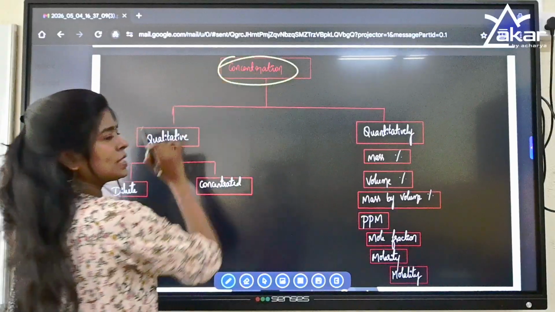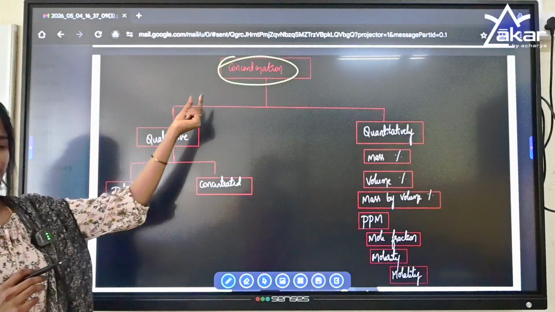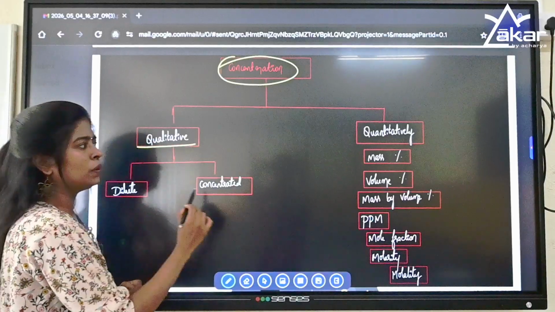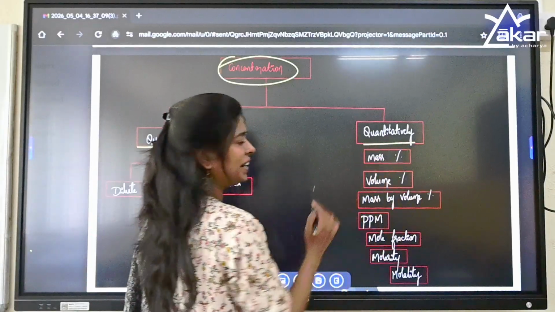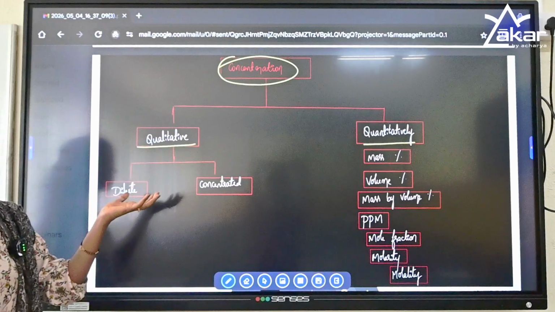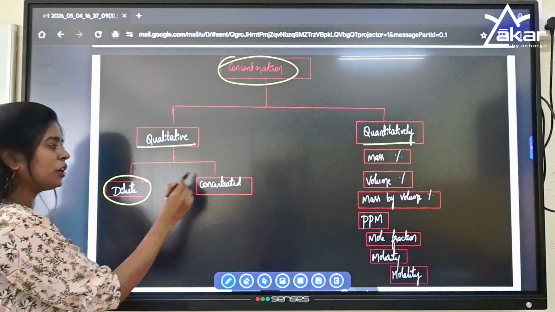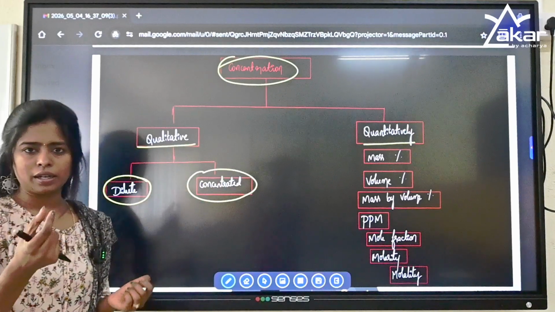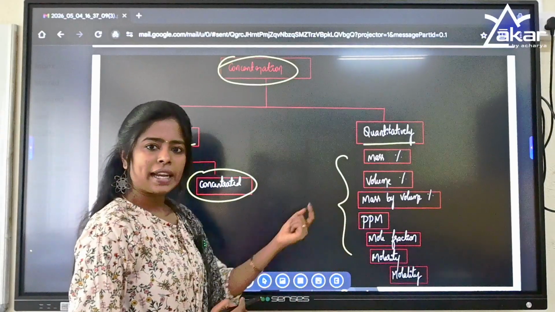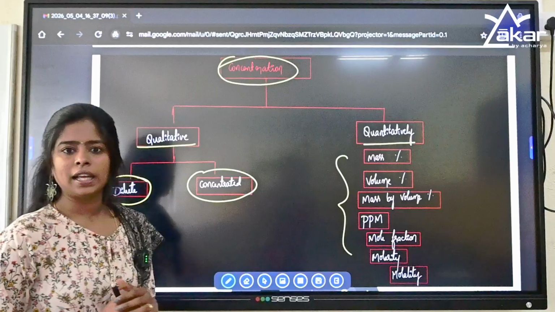Next, concentration. Concentration we can express in two different ways. One is qualitative, the other one is quantitative. Here in qualitative we are not using any specified number. Here, these quantitative values we are calculating using some mathematical expression.